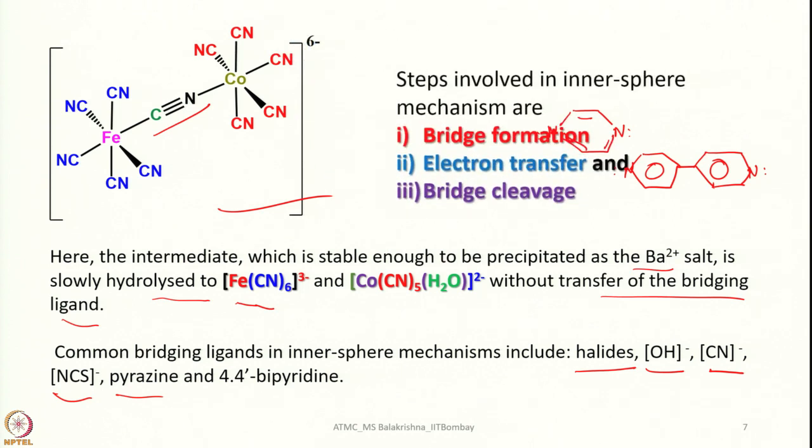So, now we can look into the steps involved in inner sphere mechanism. 3 steps are involved in the electron transfer process involving inner sphere mechanism. First one is bridge formation, and then electron transfer, and then bridge cleavage. These 3 are the important steps involved in an inner sphere mechanism as far as electron transfer process is concerned.